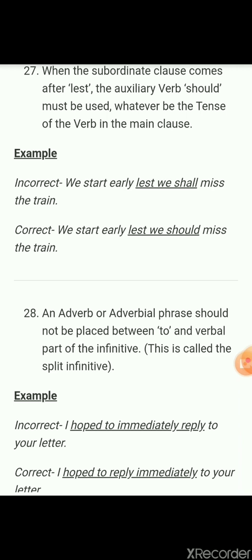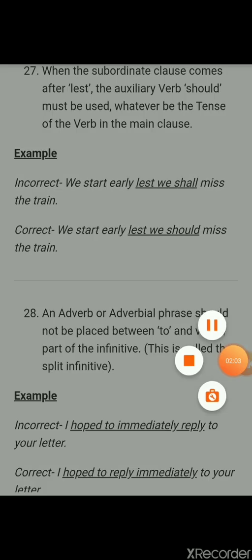Now, forget about the rules here, okay? I don't want you to remember all the rules. You can't, no one can. But we can at least find the error by just reading. So read both the sentences. I hope to immediately reply to your letter. I hope to reply immediately to your letter. See the difference? The flow is different. If we are good in grammar, while reading also we can find the error so easily without knowing the rules and regulations of grammar.